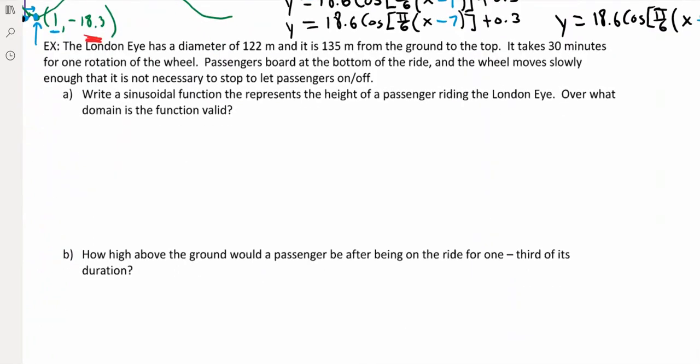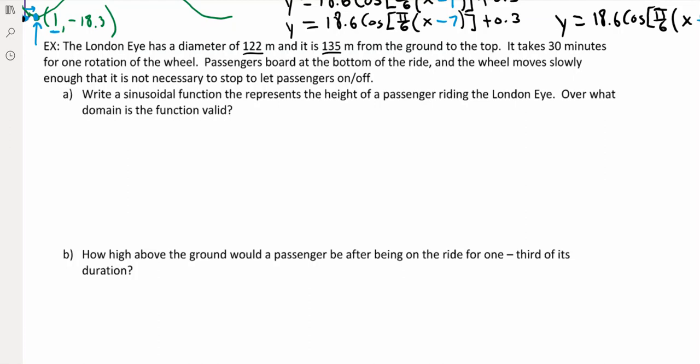Okay, next one. So it says the London Eye has a diameter of 122 meters, and it is 135 meters from the ground to the top. It takes 30 minutes for one rotation of the wheel. Passengers board at the bottom of the ride, and the wheel moves slowly enough that it is not necessary to stop to let passengers on or off. We're looking for a sinusoidal function that represents the height of a passenger riding the London Eye. Over what domain is the function going to be valid?